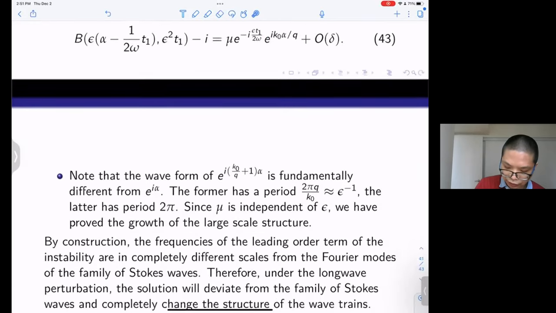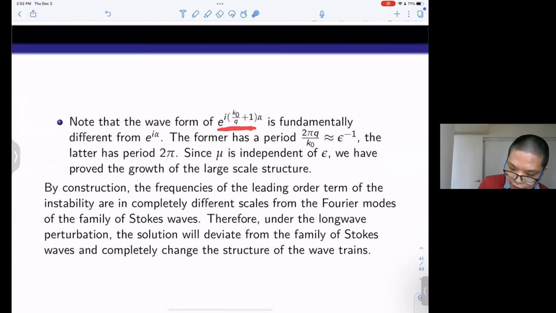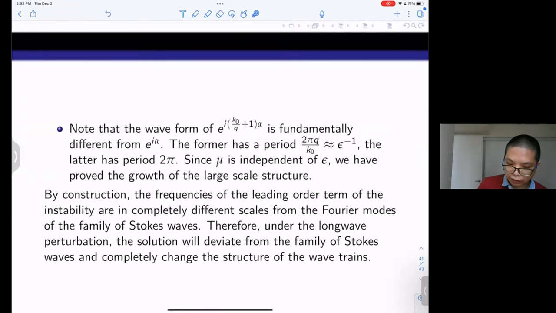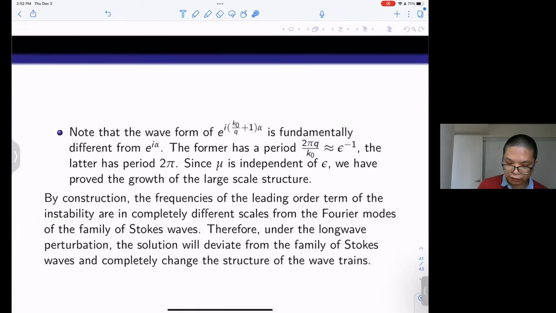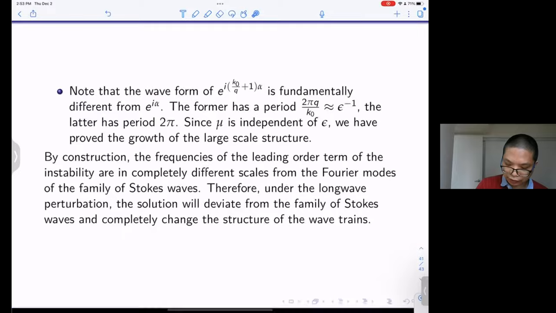Now from this explicit computation, we have the following conclusion. This waveform in the leading order behavior is fundamentally different from e to the i alpha. e to the i alpha is the Stokes wave. Due to the appearance of this term, the fundamental period of this is very different from a Stokes wave. So by this explicit computation for the leading order term, we can conclude that the large scale structure is produced by the instability of NLS, and this is propagated to the water wave problem. Okay.